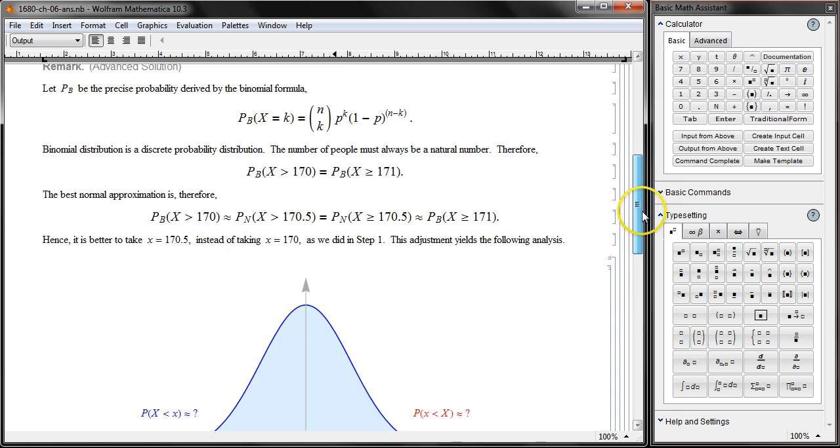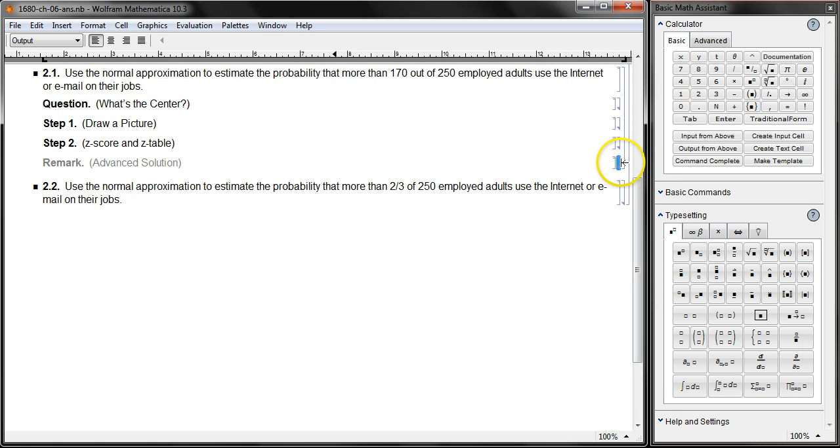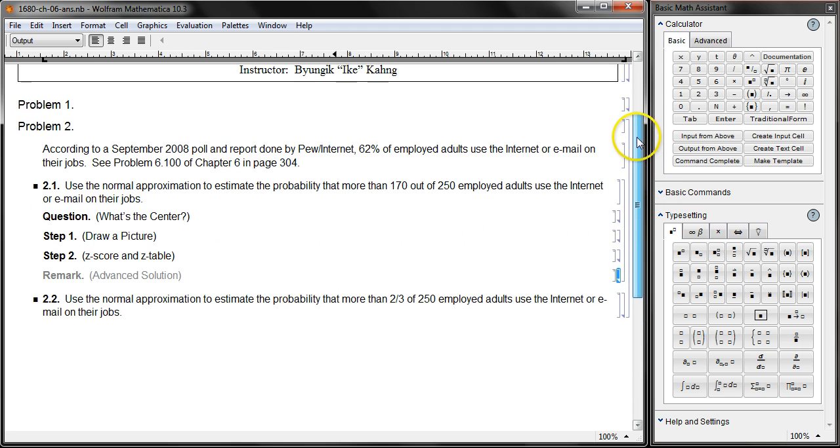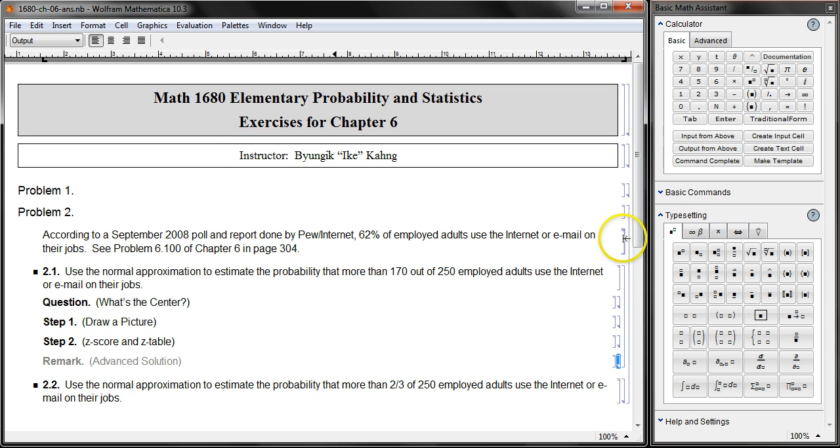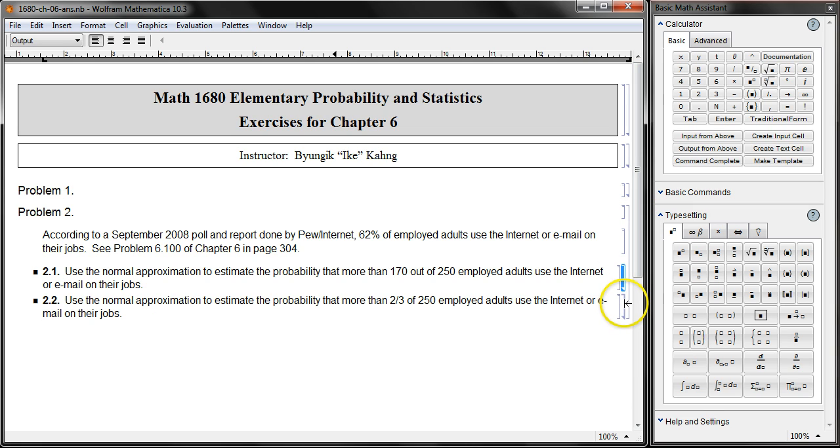If you hit 171, by the way, you're going to get another answer which is acceptable in 1000 level, but not really desirable. The most desirable solution is the one we just saw, that advanced solution, 170.5. But if you use just 170, I'll accept it with full credit in 1000 level. That's because this is 1000 level. In higher level, of course, you have to do it in the right way. Okay, so much for 2.1, and let's go to 2.2.